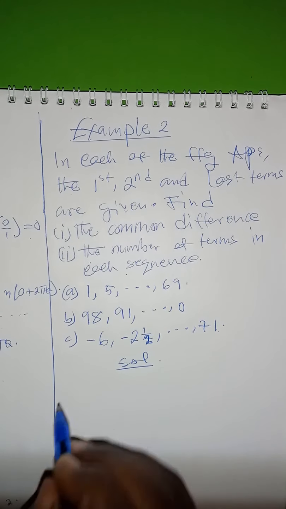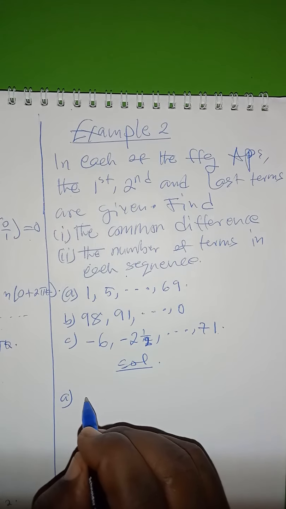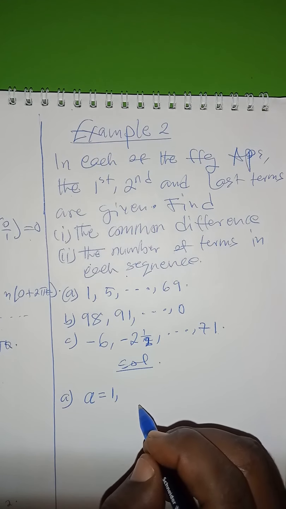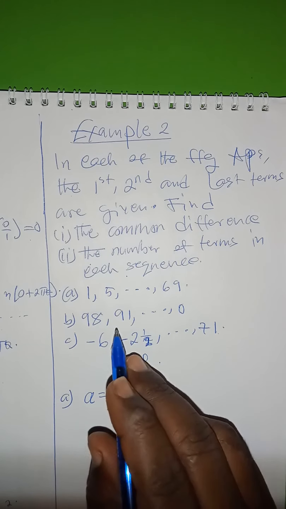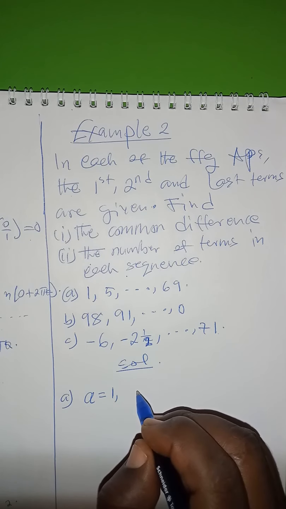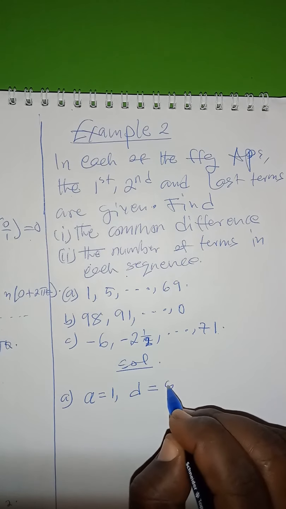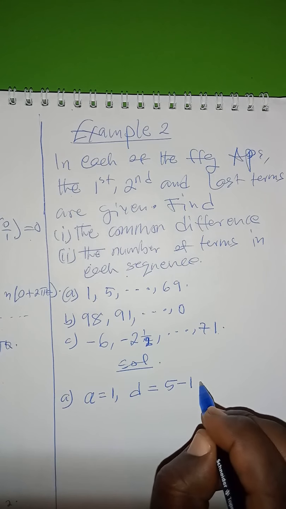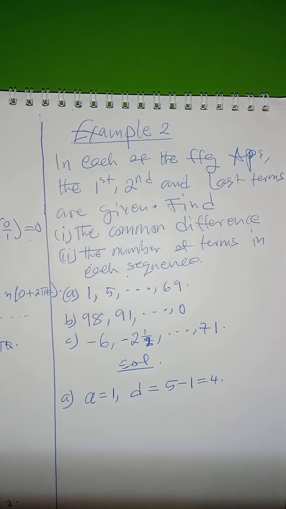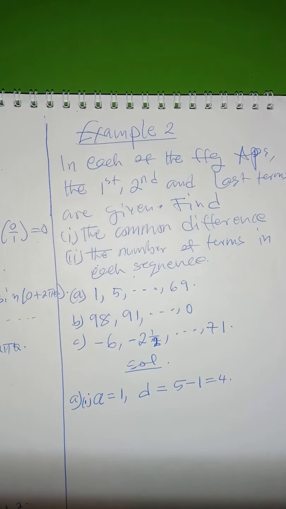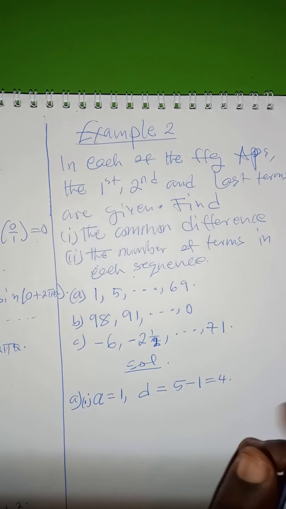So the first term, A, is equal to 1. Now, second term is 5. So my common difference is going to be equal to second term minus first term, which is equal to 4. You see, I have my first term and I have my common difference. So that's what the question says: find the common difference. So we have it. I'm done with (i). Then in (ii), I am going to find the number of terms in the sequence.